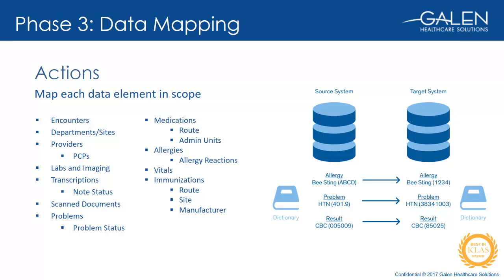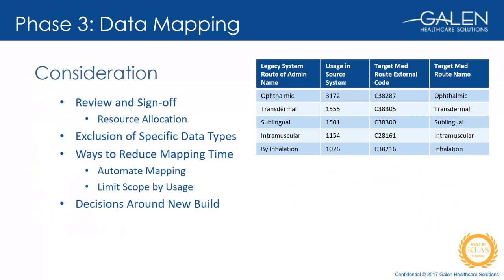Besides mapping the major elements such as labs, vitals, and transcriptions, we also need to map the data that is associated with these major elements, such as departments and providers. And also, depending on the target system, there may also be a need to map descriptive data within the major data elements, such as statuses for notes and problems, allergy reactions for allergies, and routes and units for meds and immunizations.